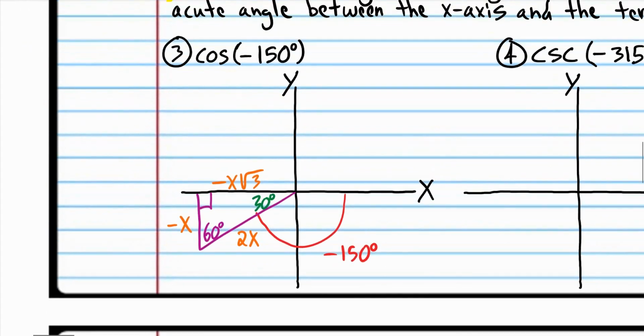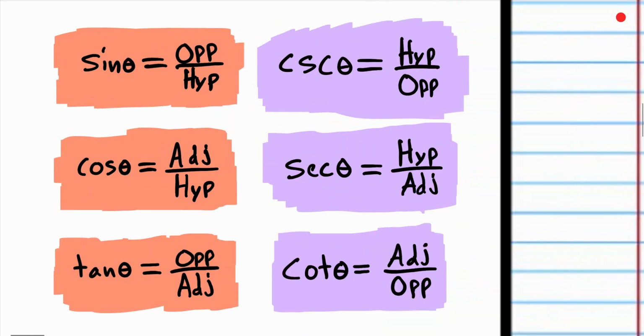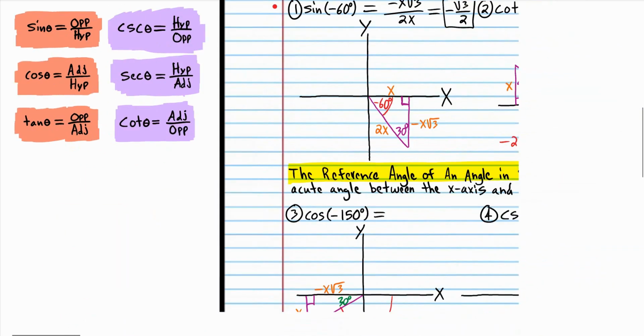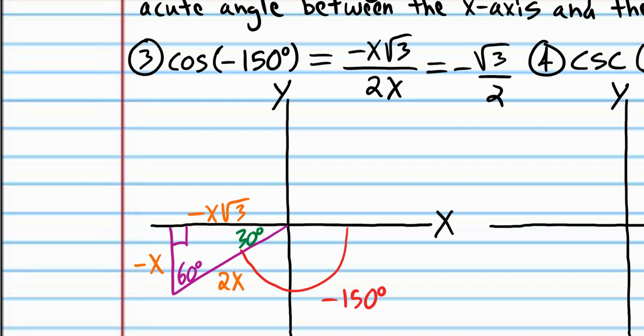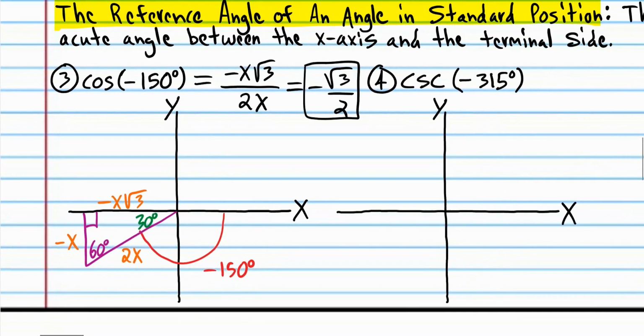So cosine of a negative 150 degree angle is equal to, and again, I'm going to give you one more chance to get a screenshot of these. You should know these by now, but I'm just giving you every opportunity to see those. Cosine is defined as the adjacent side to the green angle divided by the hypotenuse. So our answer is negative root 3 over 2 because we don't really care how big the triangle is. Those x's cancel out. We just want the relation between the sides so we can find the ratio of the sides.